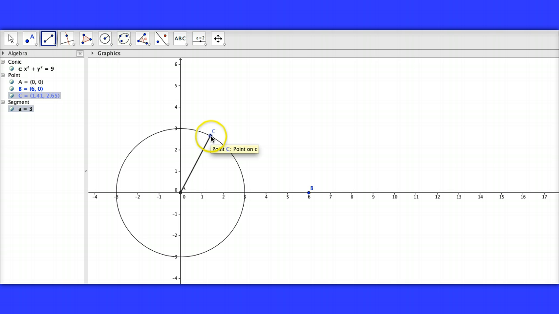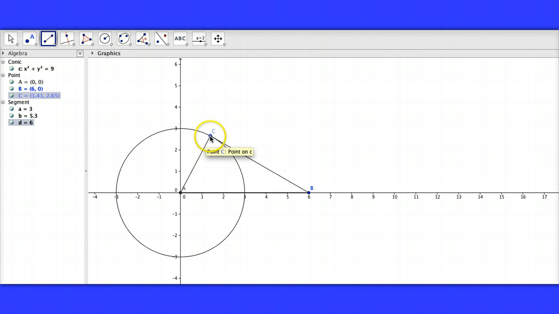And now I'm going to connect segments C and B to get our other side of the triangle, and B with A. So segment BA is a length of 6, segment AC has a length of 3, and we can see right now in this picture that the segment from C to B has a length of 5.3.